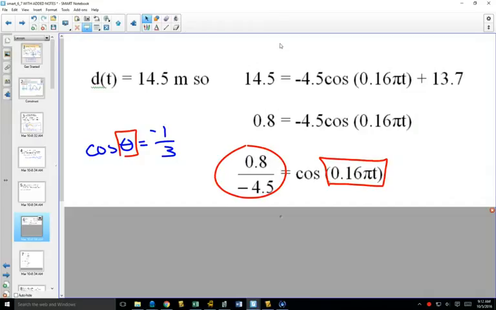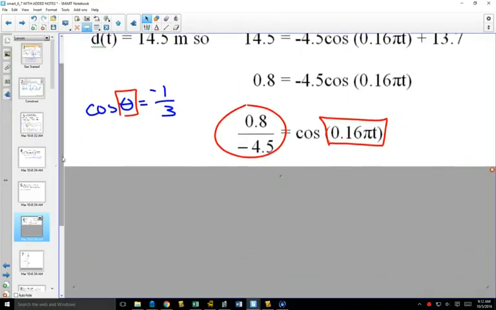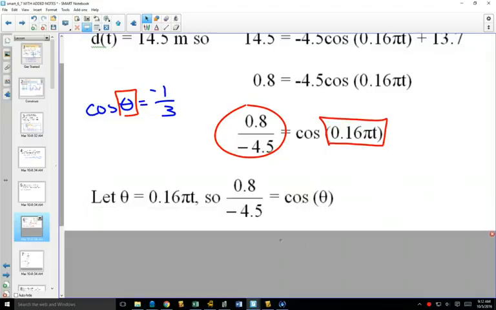So a strategy that you can use is you can say, well, if this is nicer, why don't I just make it nicer temporarily? Why don't I just let theta equal that whole inside so that my equation looks more like I'm used to? Cos theta equals that. And now this question is fairly simple.